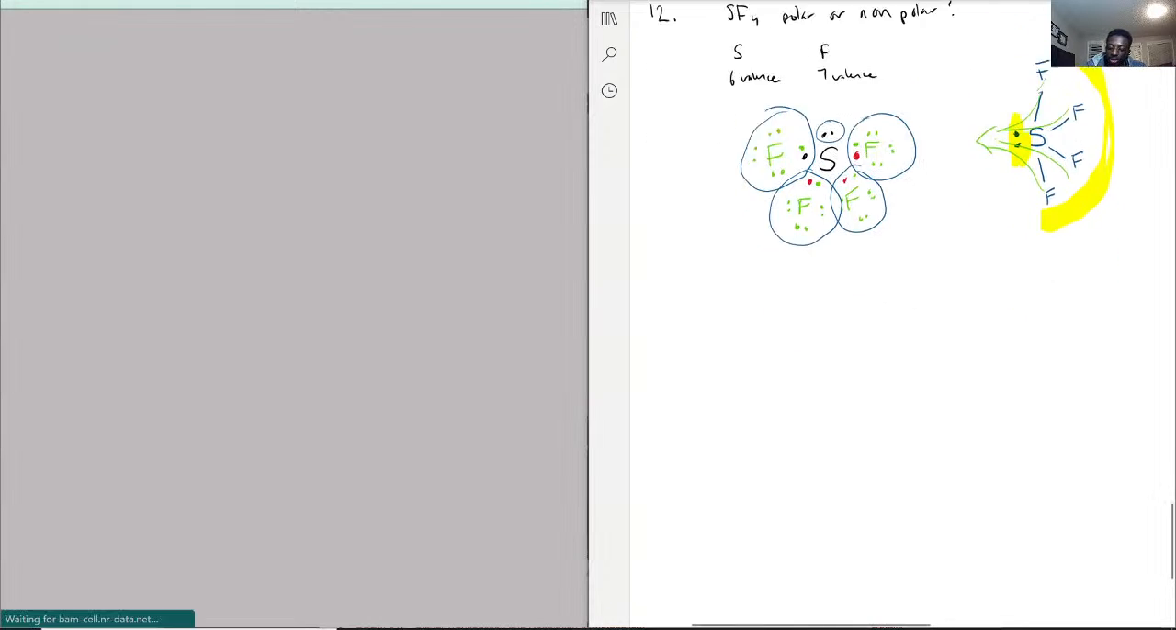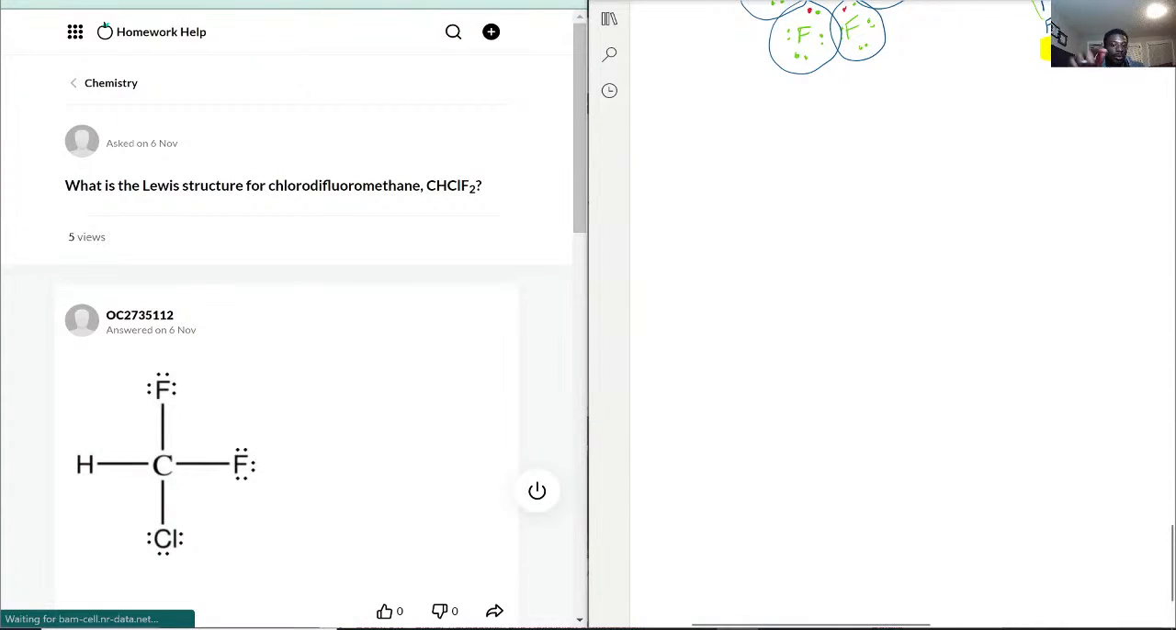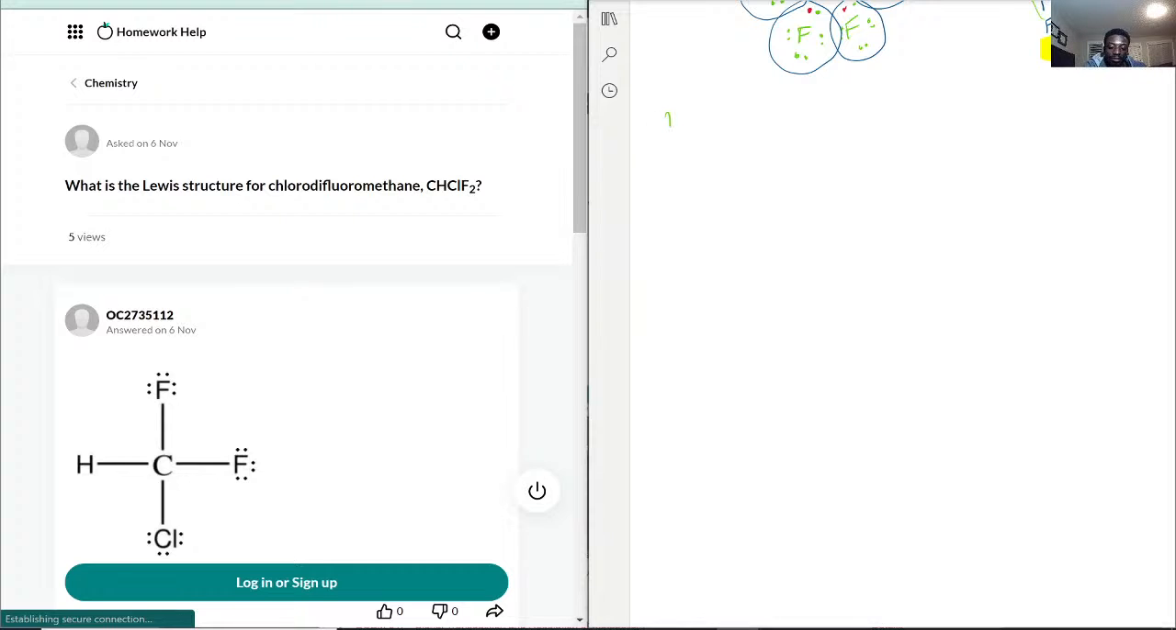Okay, so let's move on to question 13. What is the Lewis structure for chlorodifluoromethane? It's not as fun when the answer is right there, but let's pretend it's not. What is the structure for CHClF2? But actually the name gives a big hint.